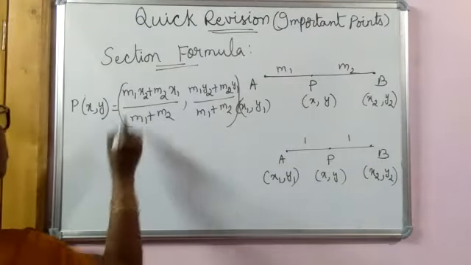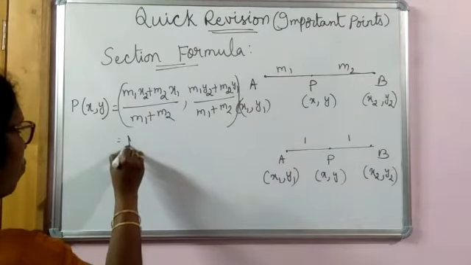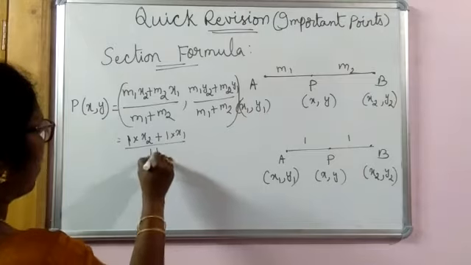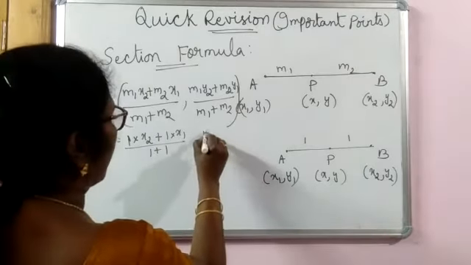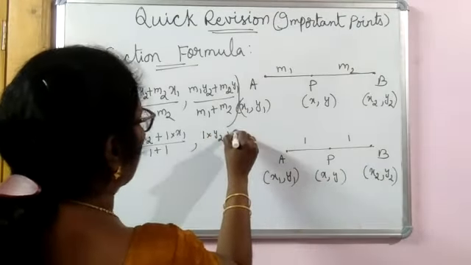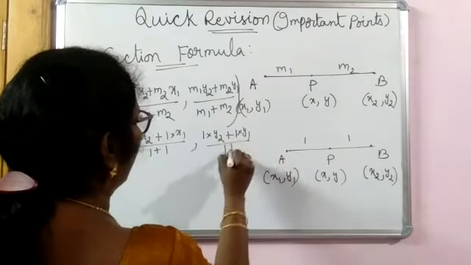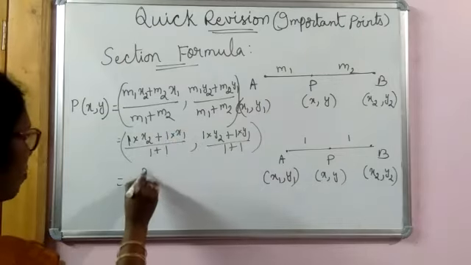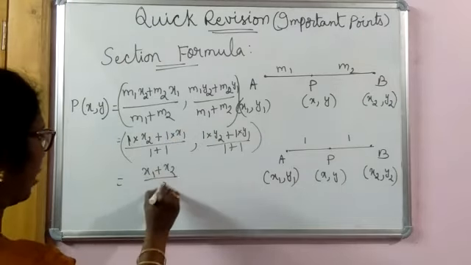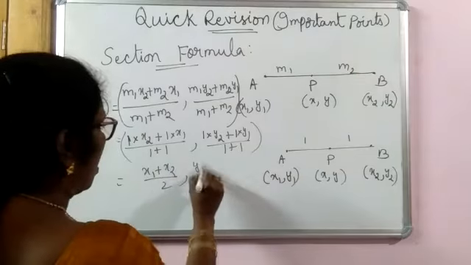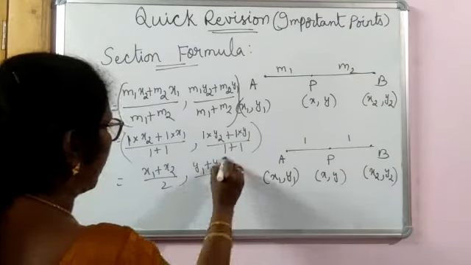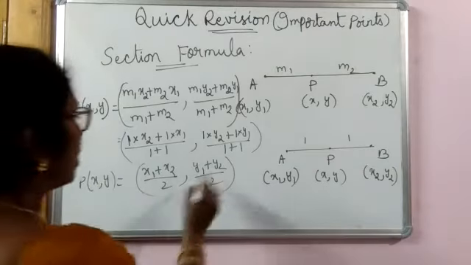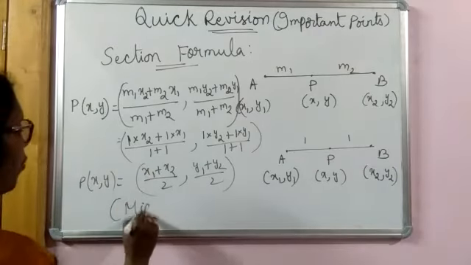So what will you have? m1 is 1 into x2, m2 is 1 into x1, by 1 plus 1. Here m1 is 1 again, y2 plus m2 is 1 into y1, by 1 plus 1. That equals x2 plus x1, or x1 plus x2 by 2. Here y2 plus y1, or I can write y1 plus y2 by 2. So you will get the coordinates of P, x, y. This is your midpoint formula.